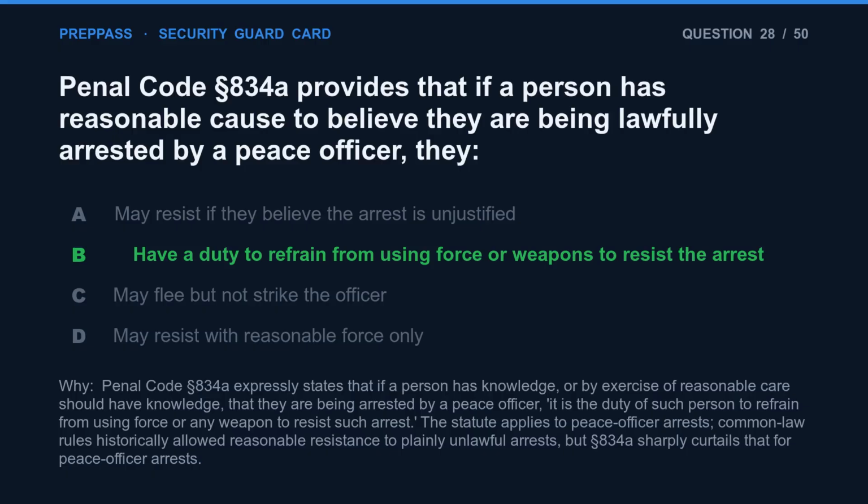The correct answer is B. Penal Code Section 834A expressly states that if a person has knowledge, or by exercise of reasonable care should have knowledge, that they are being arrested by a peace officer, it is the duty of such person to refrain from using force or any weapon to resist such arrest. The statute applies to peace officer arrests. Common law rules historically allowed reasonable resistance to plainly unlawful arrests, but Section 834A sharply curtails that for peace officer arrests.